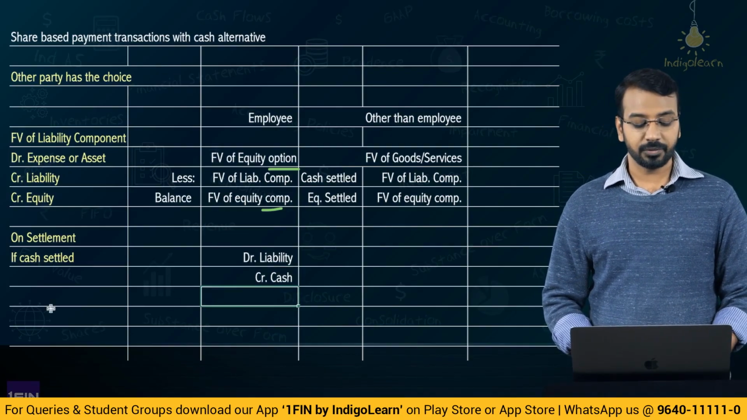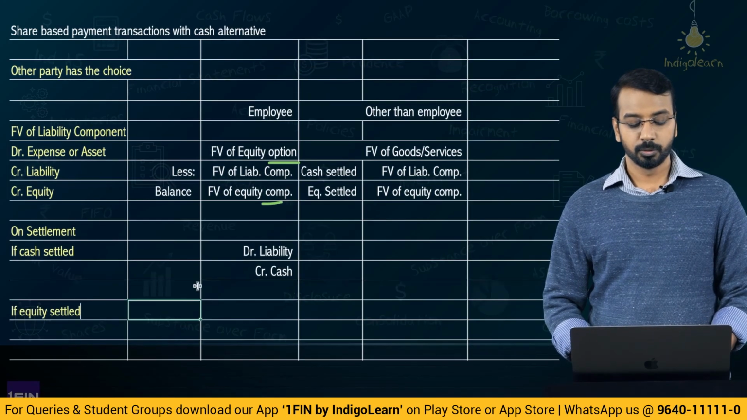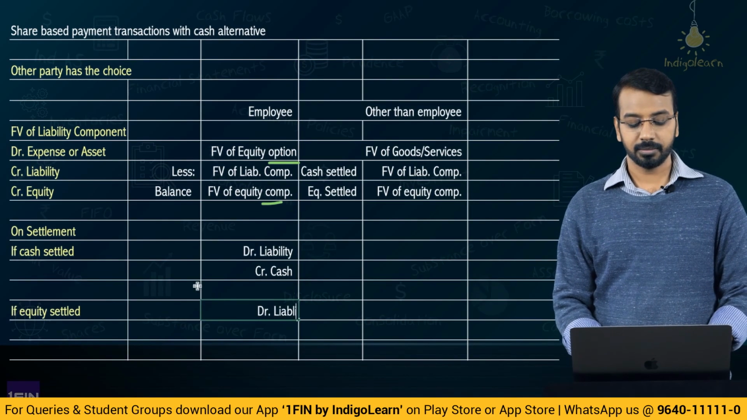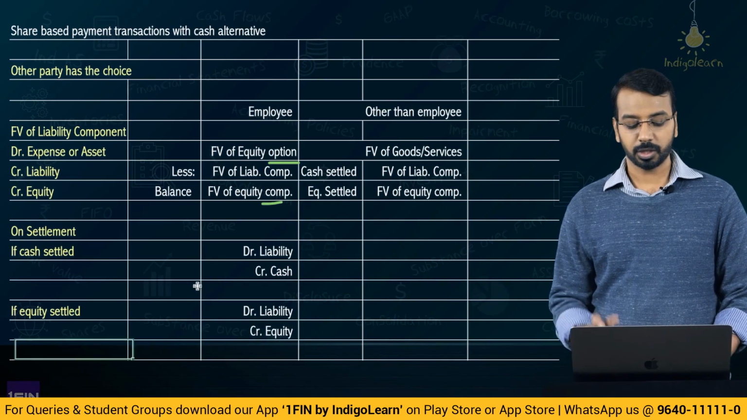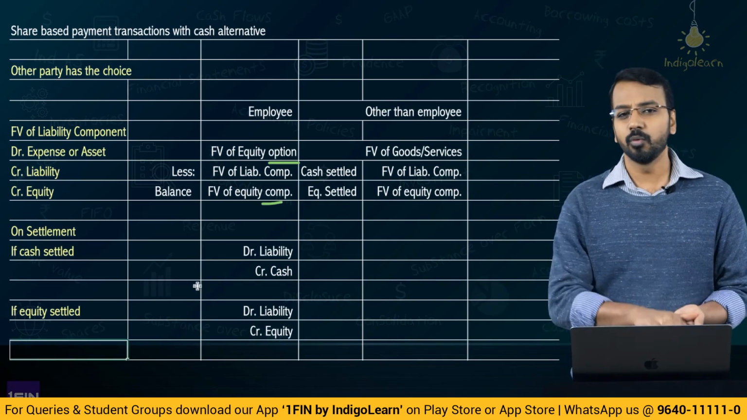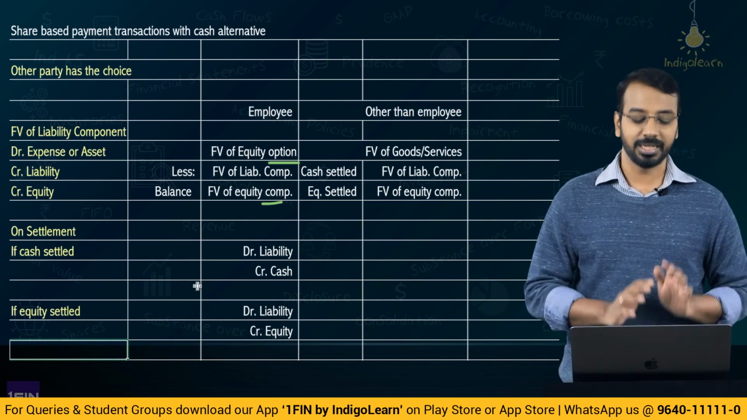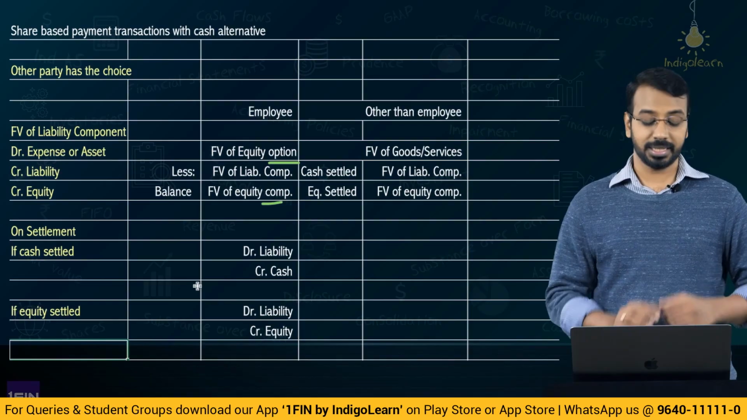Then if it is equity settled, what will you do? You will debit liability and you will credit equity. This is how you will do. Whatever is in equity will remain in equity. You may move from one component to another component, but whatever remains in equity will remain in equity. This is a case where the other party has the choice.